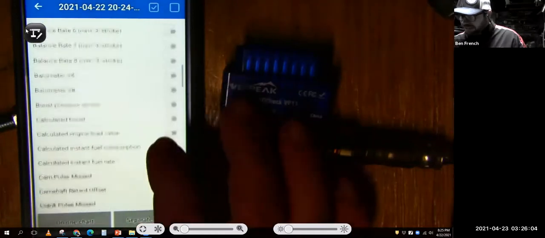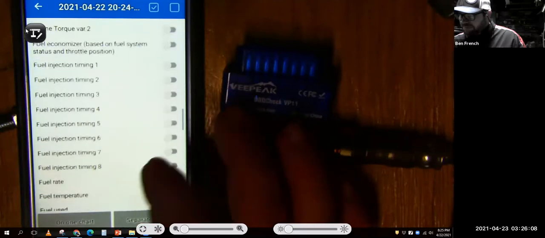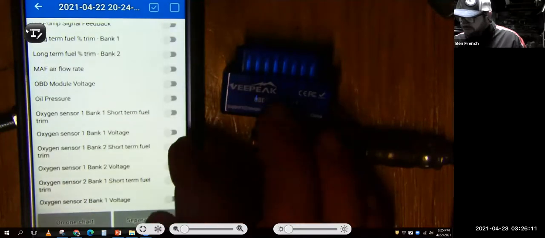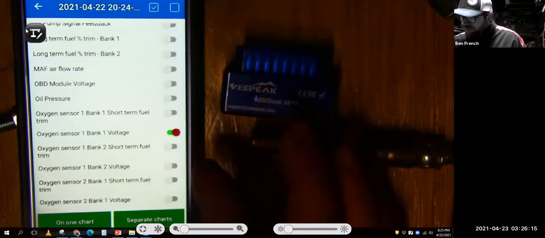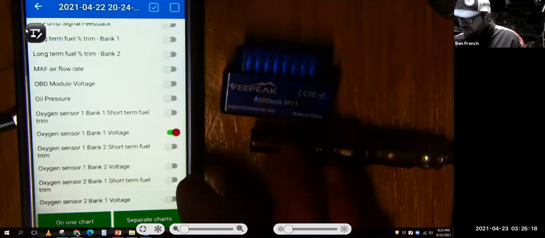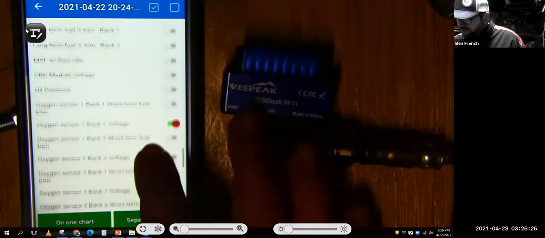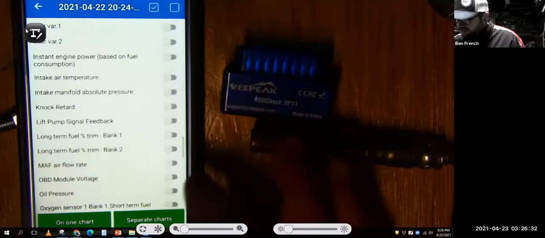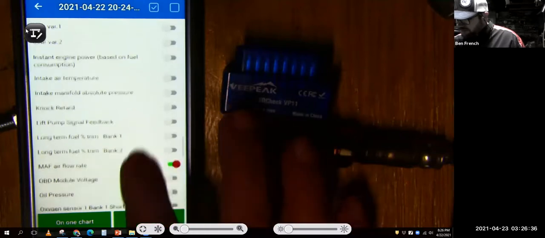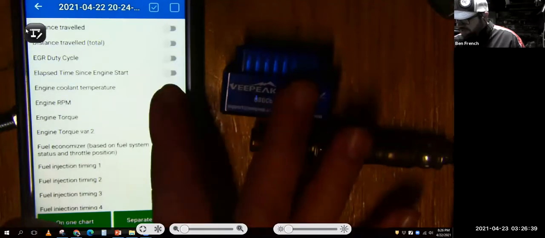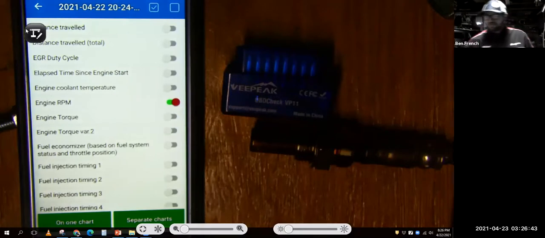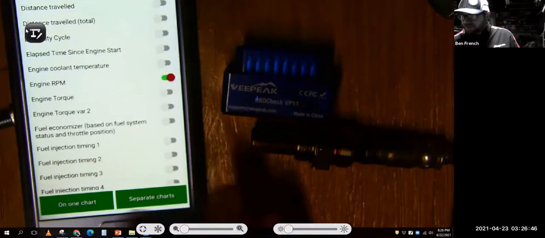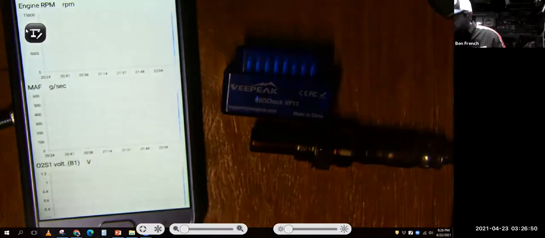So let's say I want to look at the same things that we were looking at. Well, I got to find those. So bank one, sensor one voltage, bank one, let's see, oxygen sensor, sensor two, bank one, voltage, and maybe we'll do this and we'll do this. Now again, I like to do separate charts versus all in one chart. So I'm going to do separate charts and here is my data.